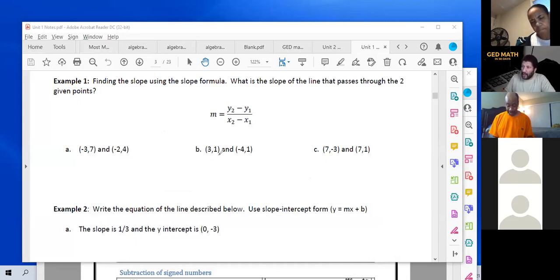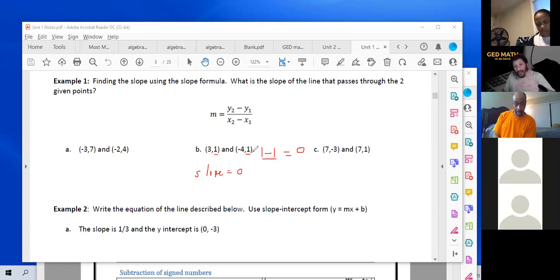What I noticed right away is that the y's are the same. Does everybody see that? Yes. So that means that this slope is equal to 0. Why? Because 1 minus 1 is 0. Don't worry, it doesn't matter what the bottom is. If the numerator is 0, the slope is going to be 0.